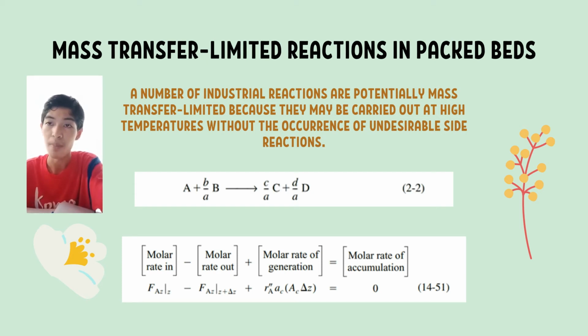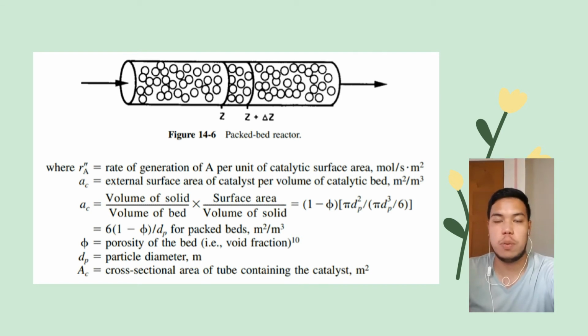We begin by carrying out a mole balance of the generic mass transfer limited reaction carried out in a packed bed reactor, that is, molar rate in minus molar rate out plus molar rate of generation is equal to molar rate of accumulation. From the previous equation, r''A is the rate of generation of A per unit of catalytic surface area. ac is the external surface area of catalyst per volume of catalytic bed, or the volume of solid over the volume of the bed multiplied by the surface area over the volume of solid. The phi is the porosity of the bed, dp is the particle diameter in meters, and Ac is the cross-sectional area of the tube containing the catalyst.